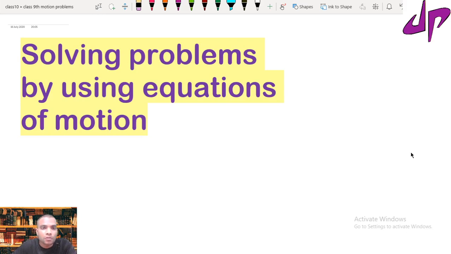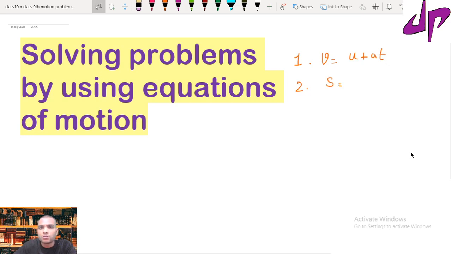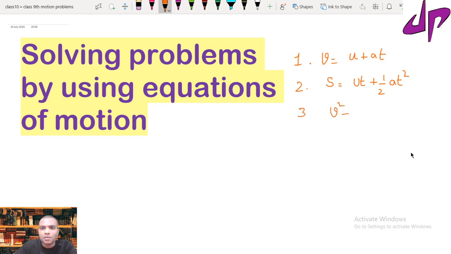This session I would like to discuss some problems by using equations of motion. So we know that we have three equations of motion. The first one, v equal to u plus at, the relation between velocity and acceleration. Second one, s equal to ut plus half at square. This is the distance acceleration relation. Third, v square minus u square equal to 2as.